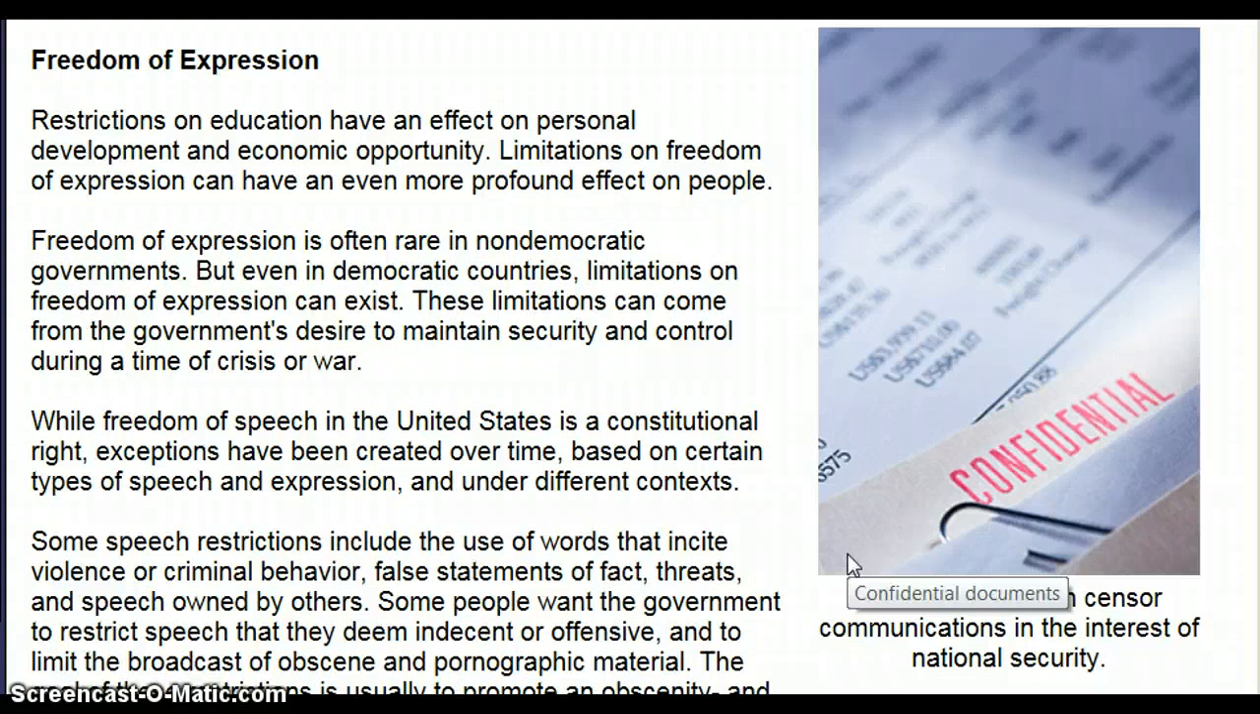Freedom of expression. Restrictions on education have an effect on personal development and economic opportunity. Limitations on freedom of expression can have an even more profound effect on people. Freedom of expression is often rare in non-democratic governments, but even in democratic countries, limitations on freedom of expression can exist.